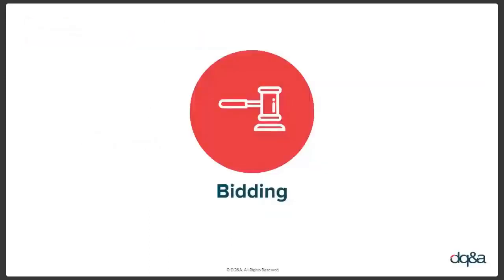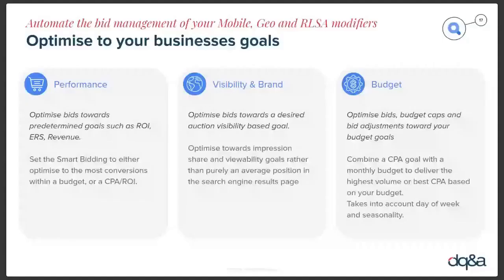So let's deep dive into bidding. When talking about bidding, performance, visibility, branding, and of course, budget come into place. So you can either optimize your bid strategies for ROI, ROAS, or revenue by using smart bidding with your desired KPIs like CPA, impression share, or spending your marketing budget efficiently.